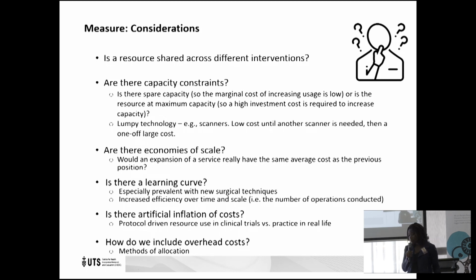How do you include overhead costs, like the cost of the manager, the building costs, let's say electricity, that is powering the whole hospital, where your particular intervention sits? How do you allocate this cost?